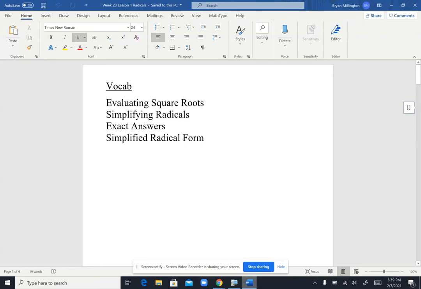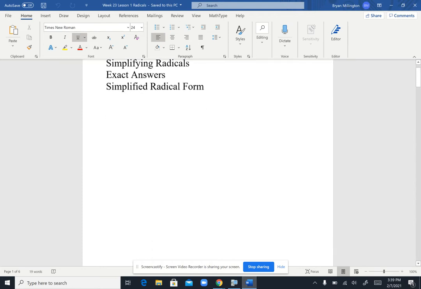We're going to be talking about square roots and simplifying radicals, different ways you can express radicals. Here's some of the key vocab. It'll come up as we do the problem, so be sure to take good notes on all these things.